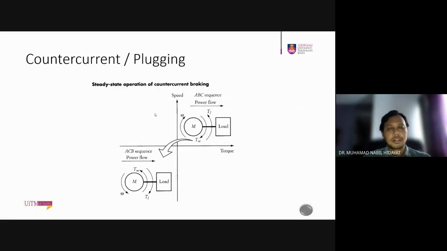So for counter plugging, you switch the terminal. If you switch the terminal, the positive will automatically become negative. So you have the same power flow and so on, because it's negative.